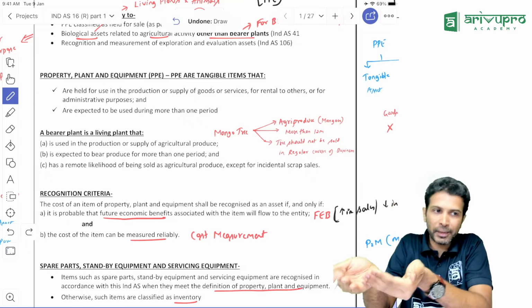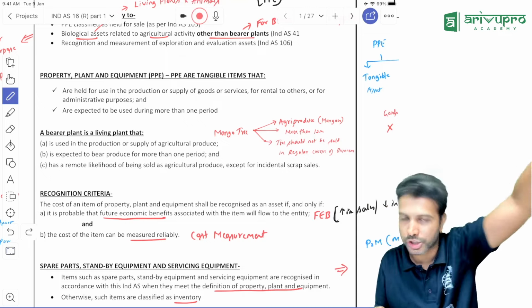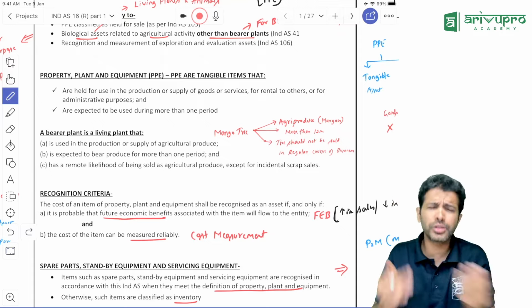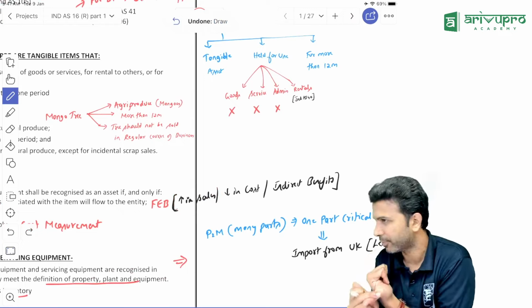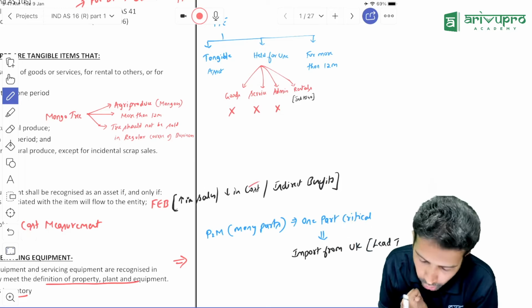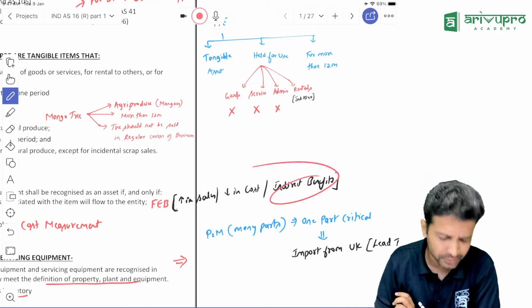Okay, you might be getting the benefits immediately, or if you are expecting to receive benefits in future, that is also acceptable. That's what FEB stands for. Usually future economic benefits means either an increase in sales, due to this PP your sales will increase, or it could be a reduction in cost.